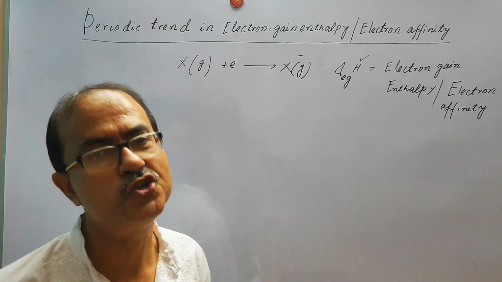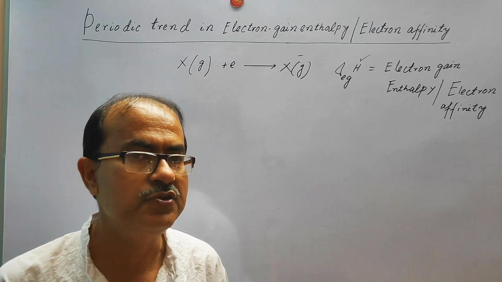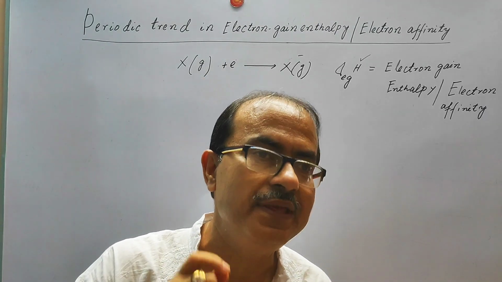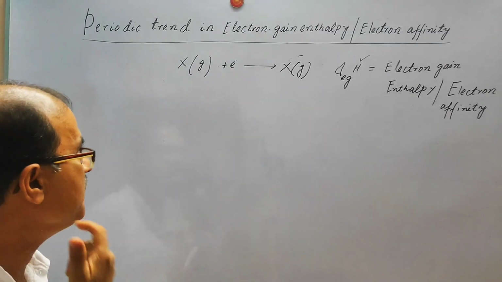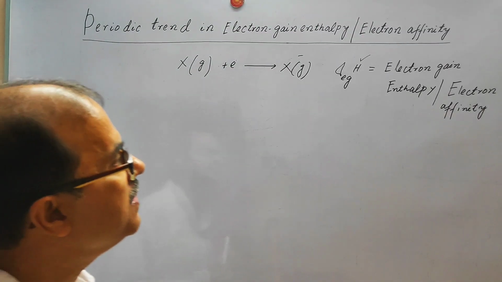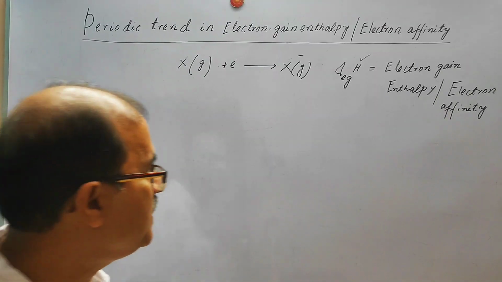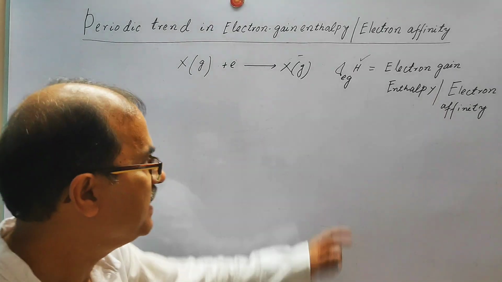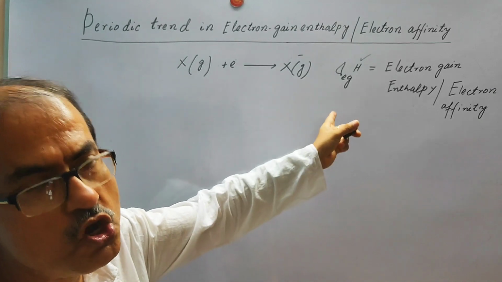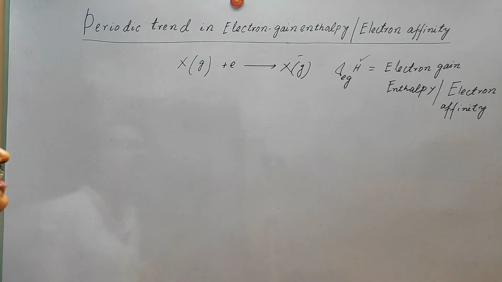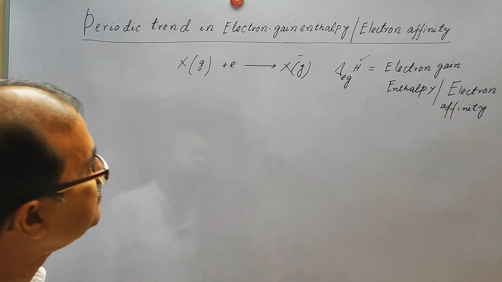we add one electron to a neutral gaseous atom in the isolated state. At that time there is a change of enthalpy. This is called the electron gain enthalpy, and this is denoted by delta Eg. Eg means electron gain. So this is called the electron gain enthalpy.